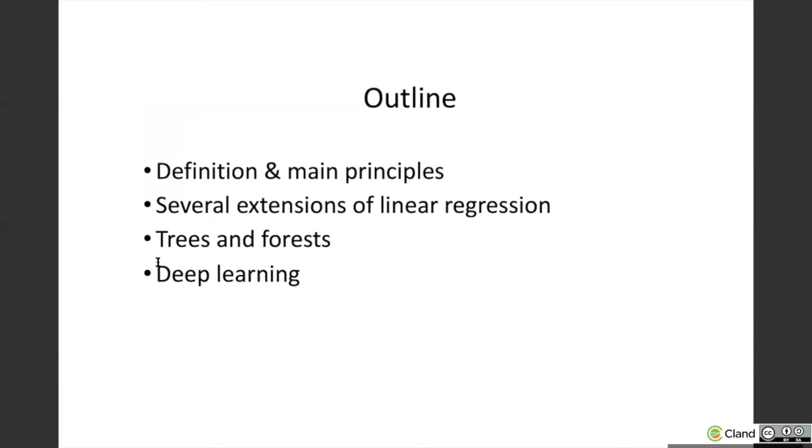In part number three of the course, I will introduce a very important family of methods based on trees and forests, like random forest, gradient boosting, and similar techniques. And finally, in the last part of the course, I will make an introduction to deep learning. Deep learning is an important family of techniques, very frequently used now for image analysis, classification based on image, based on text analysis, on analysis of sounds. And so I will finish the course by this approach.